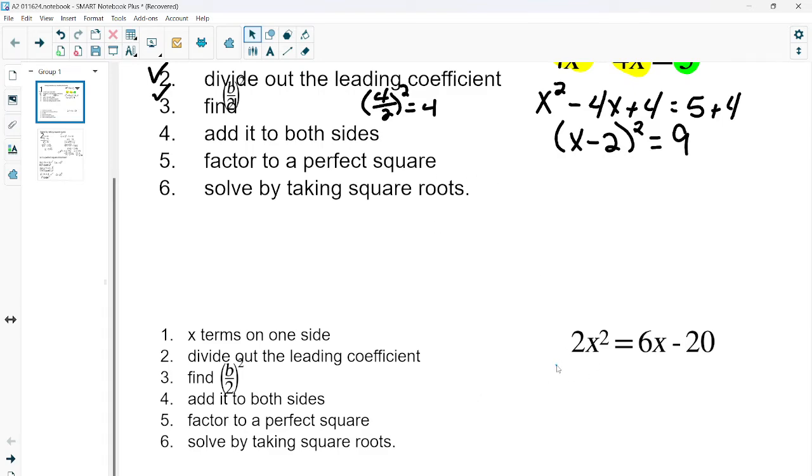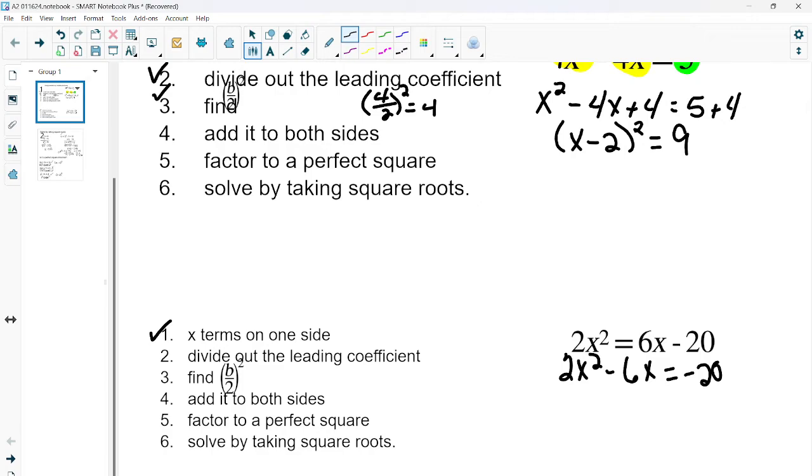So we make that 2x squared minus 6x. We're just subtracting that 6x from both sides, equals negative 20. And that gives us both x terms on one side. Then we're going to divide out the leading coefficient.